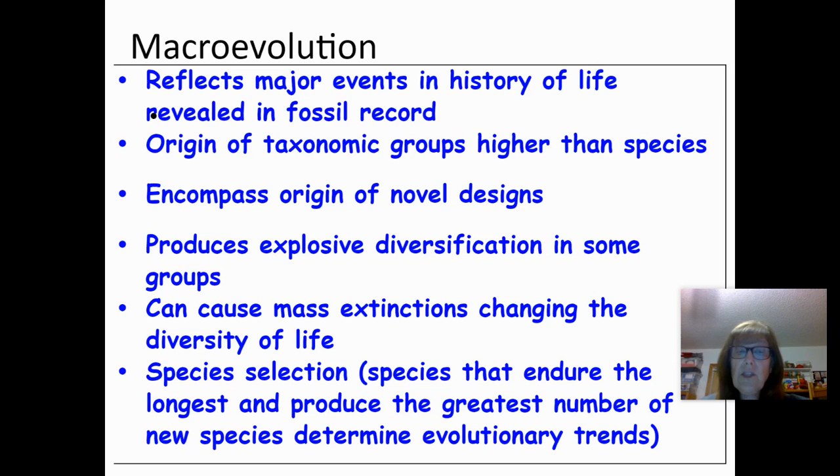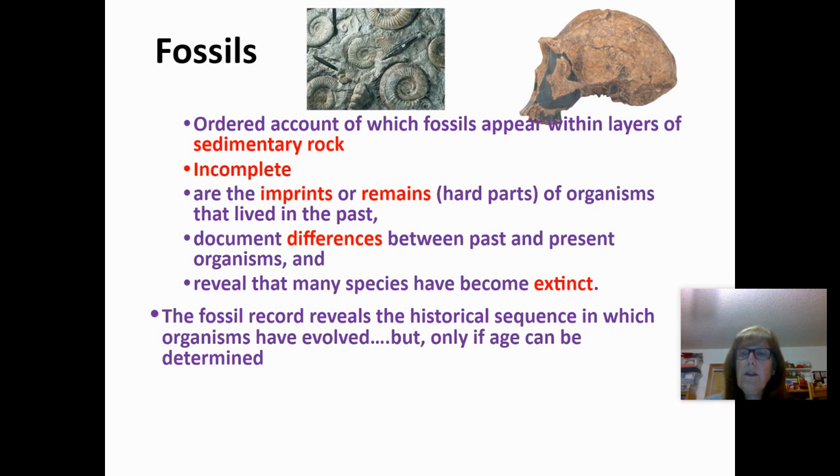And then we're going to look at species selection. In other words, the species that endure the longest and produce the greatest number of new species are the ones that are going to determine the trends in evolutionary history. So the fossil record is really, really important. The fossil record is an ordered account of which fossils appear within which layers of sedimentary rock.